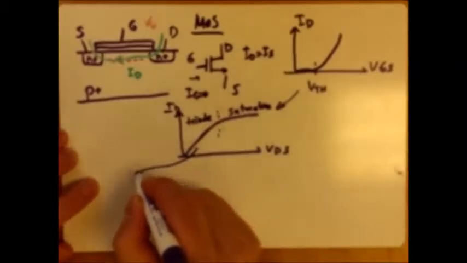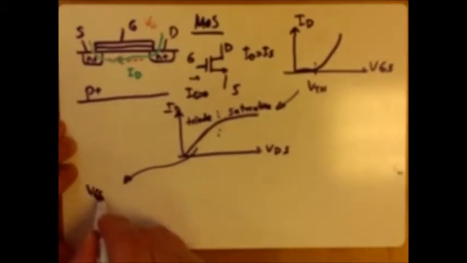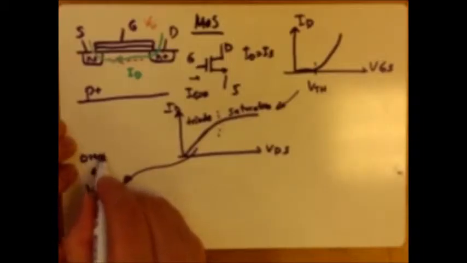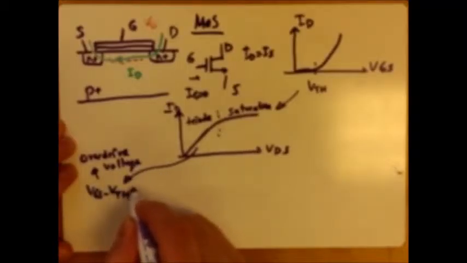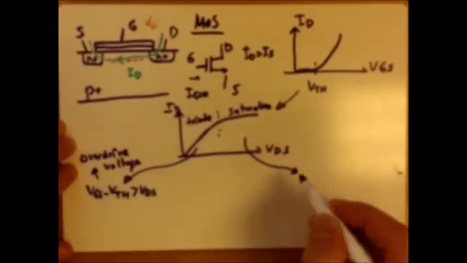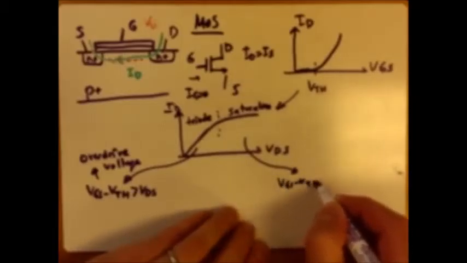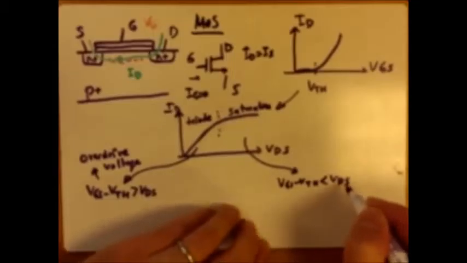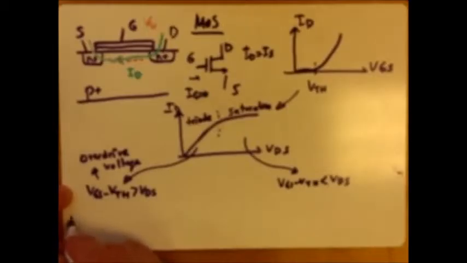So in the triode region, you would have VGS minus VTH, which we also call the overdrive voltage, bigger than the drain source voltage. In saturation, you would have VGS minus VTH smaller than VDS, so we have a larger VDS.